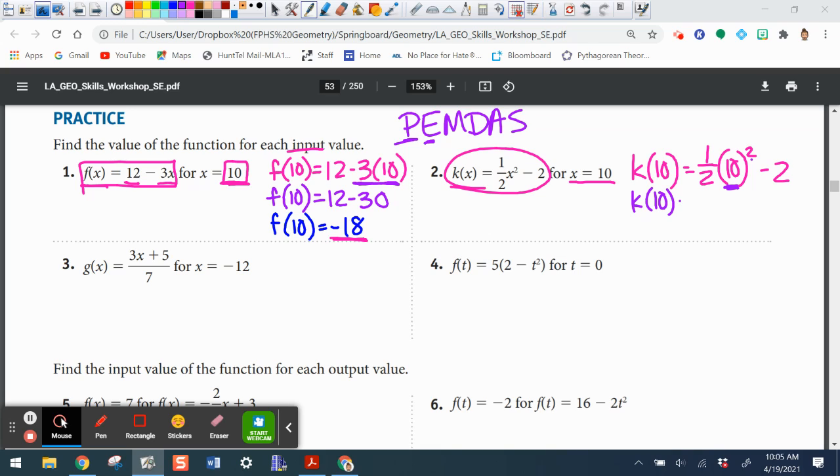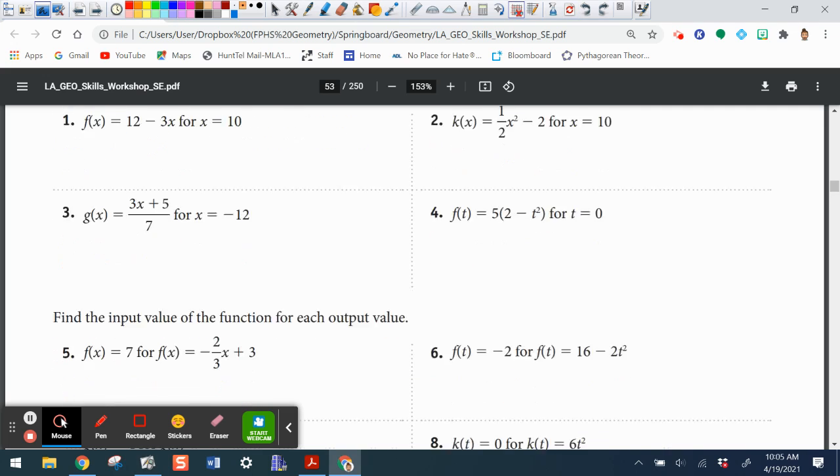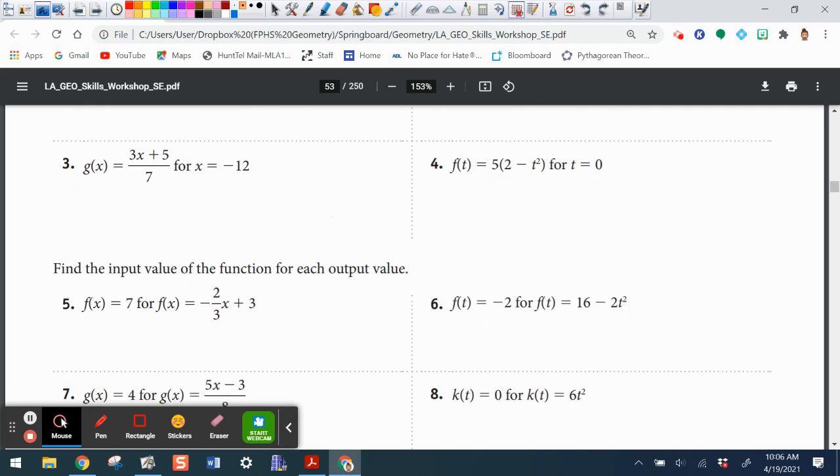So k of 10 is equal to 1/2 times 10 squared, which is 100, minus 2. Then we move into multiplication, and we work from left to right, which is 1/2 of 100. So half of 100 is none other than 50. And then we move into subtraction, and our output, k of 10, is equal to 48. So this is essentially a little work on order of operations, but in function notation. It sets us up really nicely for our transformation lessons. Sorry about that, moving right along.